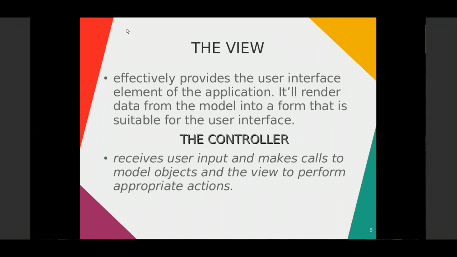The next part is the view. It effectively provides the user interface element of the application. It will render data from the model into a form that is suitable for the user interface. Next is the controller. The controller receives user input and makes calls to model objects and the view to perform the appropriate action. So those are the parts: the model, the view, and the controller.